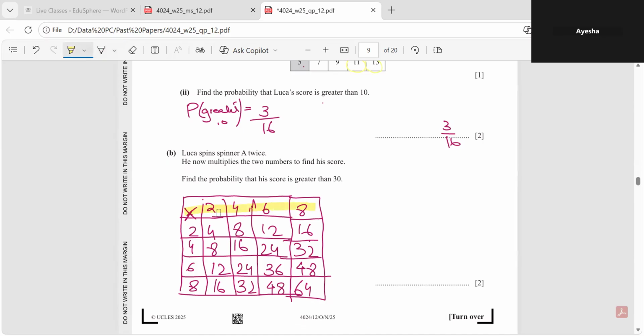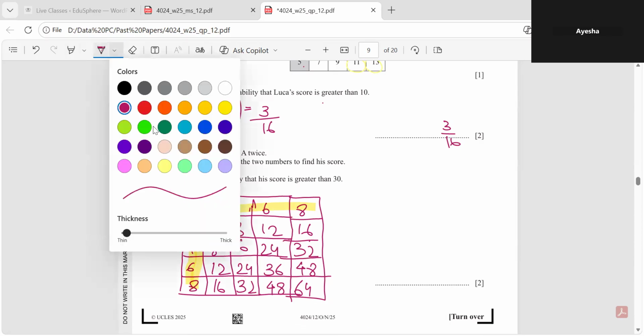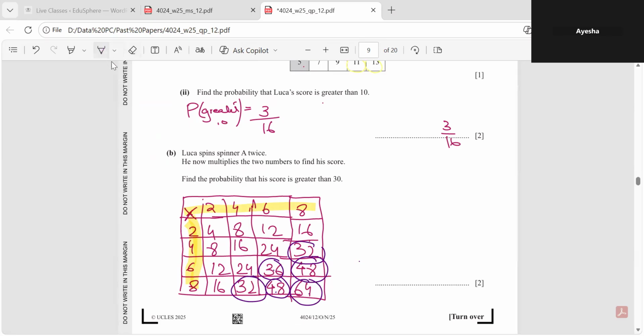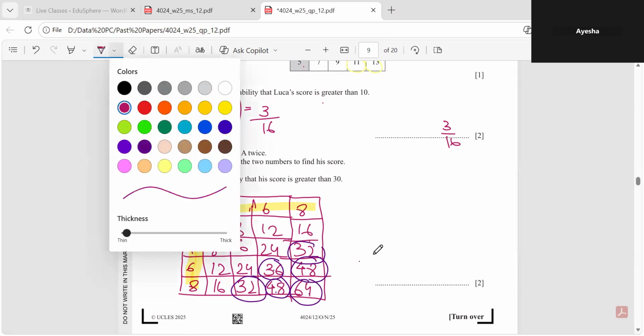Now, after completing the possibility diagram, we have to find the probability that his score is greater than 30. So, greater than 30, let's find out. The scores greater than 30 are 32, 36, 48, again 32, again 48, and 64. So 1, 2, 3, 4, 5, 6. There are a total of 6 numbers which are greater than 30.